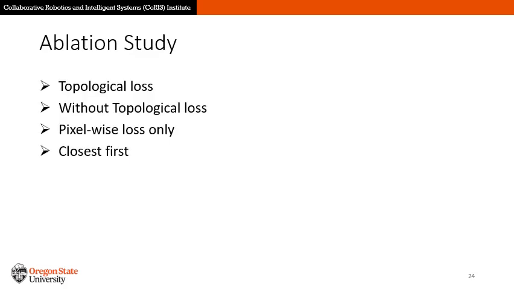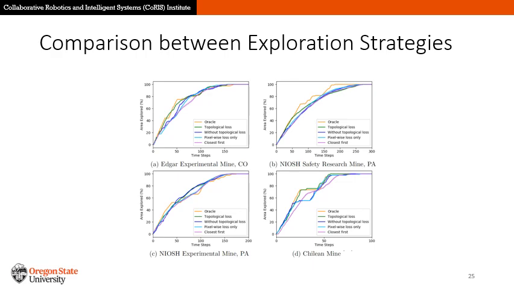We do an ablation study of the losses used in this work. We compare performance of the network trained with topological loss, without topological loss, pixel-wise loss only, and lastly with no learning, the closest first method. Experimental results with the 4 real-world mine environments are illustrated in this figure. In all 4 mines, our proposed approach outperformed all of the comparison methods and was competitive with the Oracle solution.